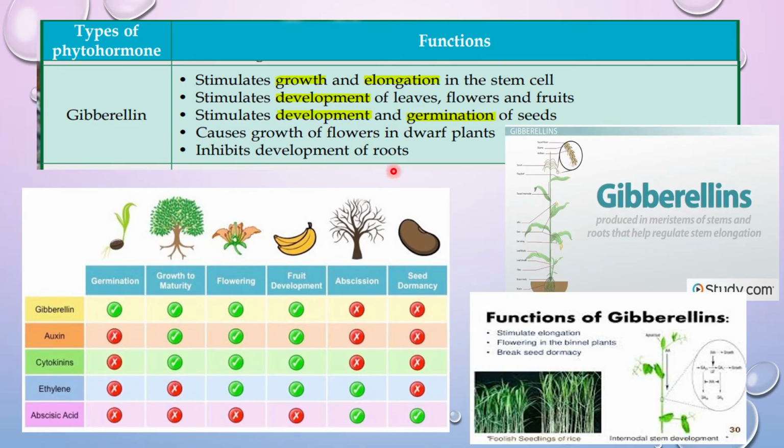Okay, now we continue to look at other phytohormones. We have gibberellin. Okay, gibberellin is essential in germination. Tengok gibberellin. Okay, germination of the seeds, growth and elongation in the stem cell, developments of leaf, flowers, and fruits, inhibits development of roots, and also causes growth of flowers in dwarf plants.